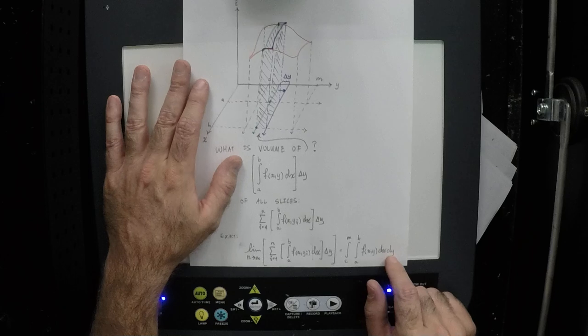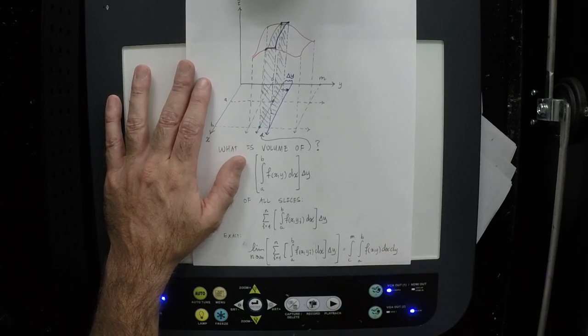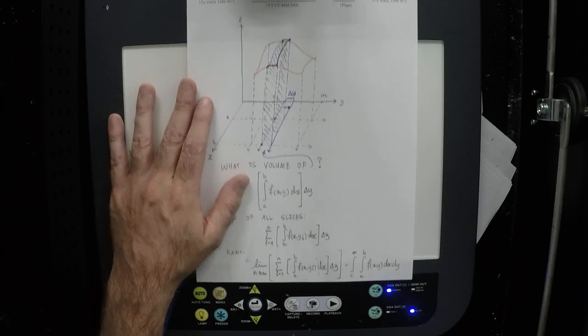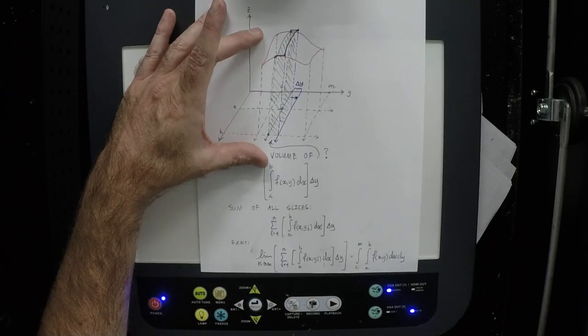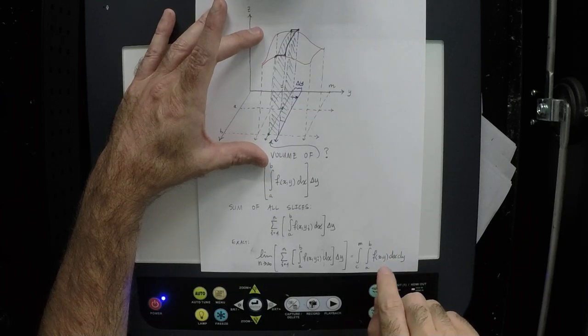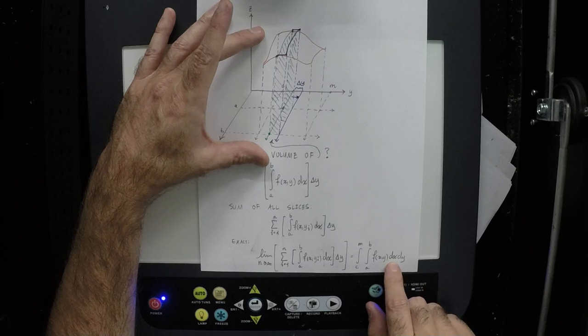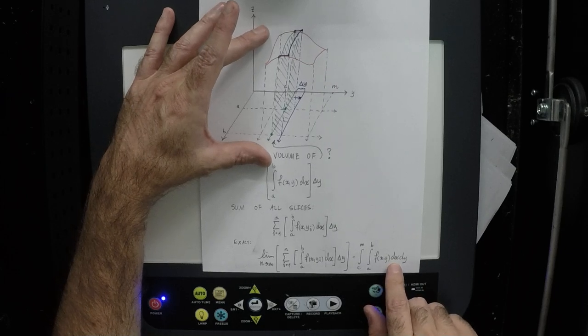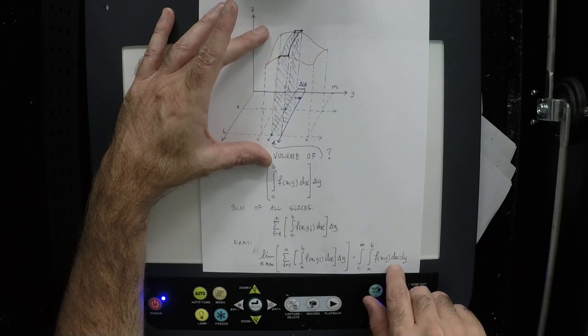It's not that. I think you're onto it. How would this picture change if we were doing dy dx instead of dx dy? I'm not sure I follow. What would be flipped?